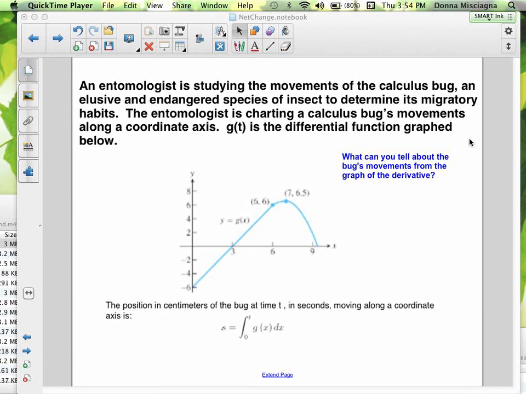An entomologist is studying the movements of the calculus bug, an elusive and endangered species of insect, to determine its migratory habits. The entomologist is charting a calculus bug's movements along a coordinate axis. G of t is the differential function graphed below.